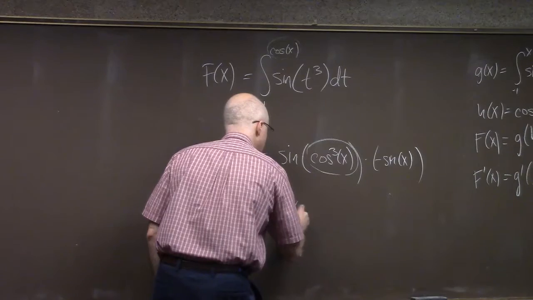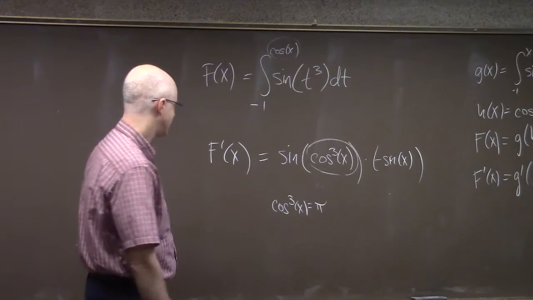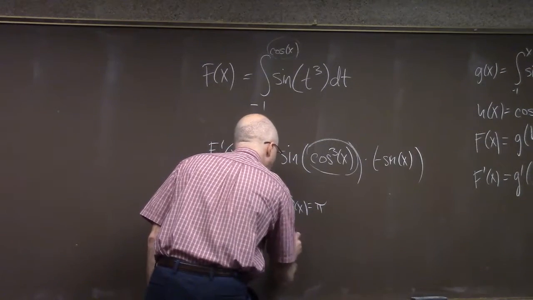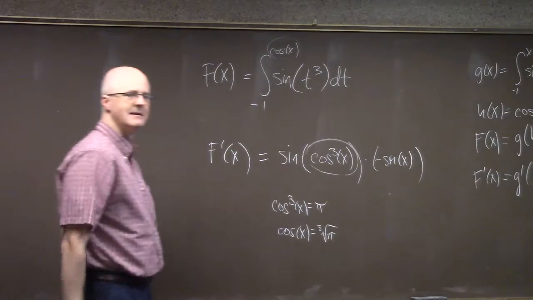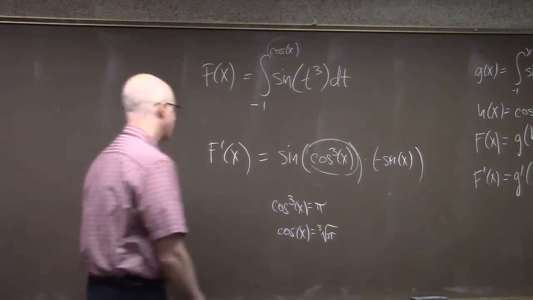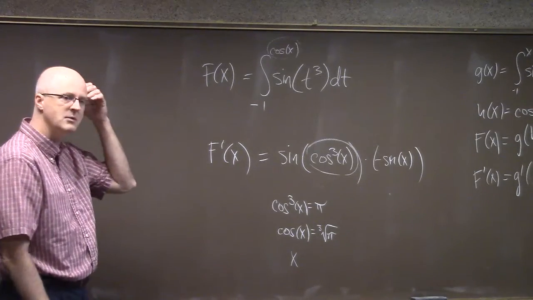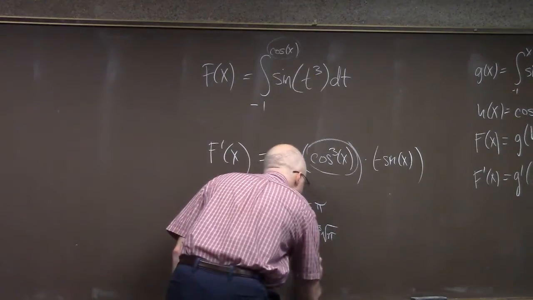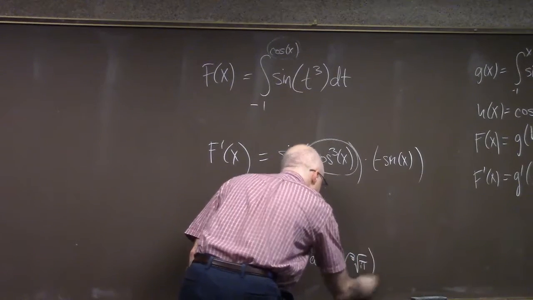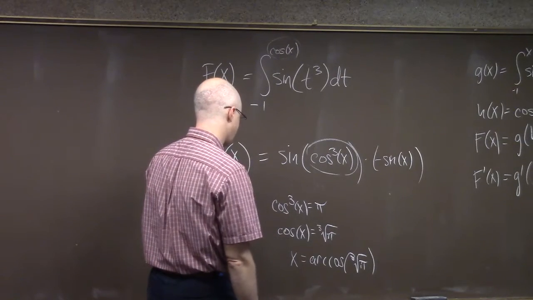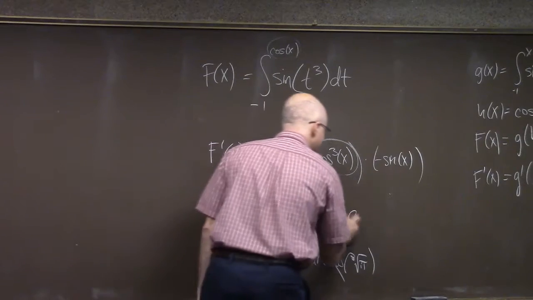Where does cos cubed x first equal pi? When cosine of x first equals the cube root of pi, the first positive value where that's going to happen would be, I guess, the arc cosine of the cube root of pi. Oh, although, wait a minute, will that ever happen? That won't happen, will it? Can't happen.